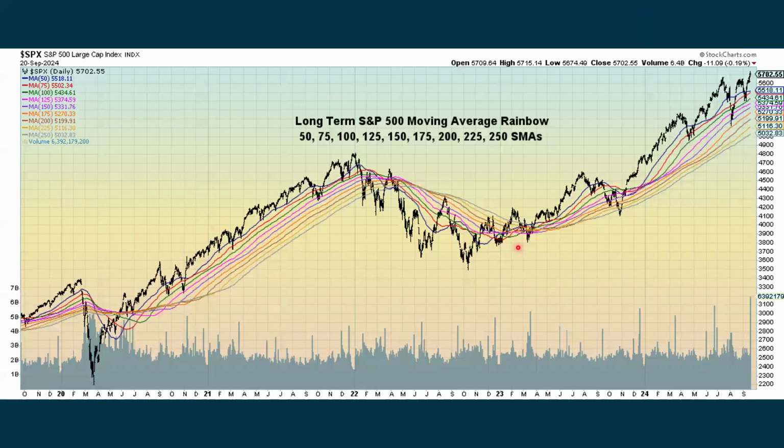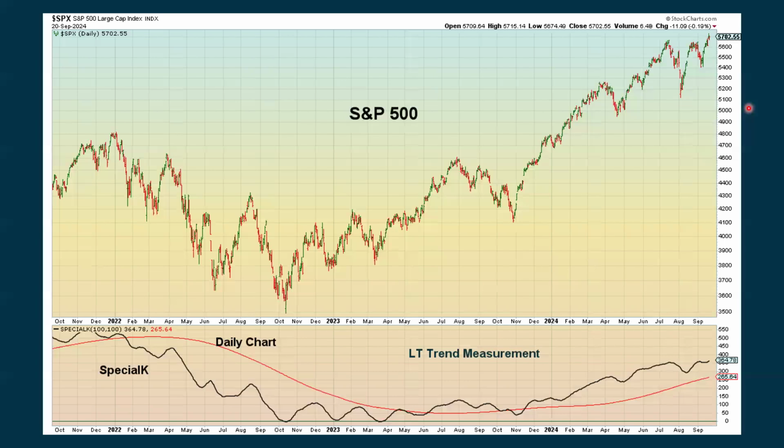Then we have another long-term rainbow going from 50 periods up to 250 periods. The long-term trend is still comfortably positive for right now. We look at a long-term oscillator called the Special K. We're above the moving average, and the moving average is going up, so this is positive.